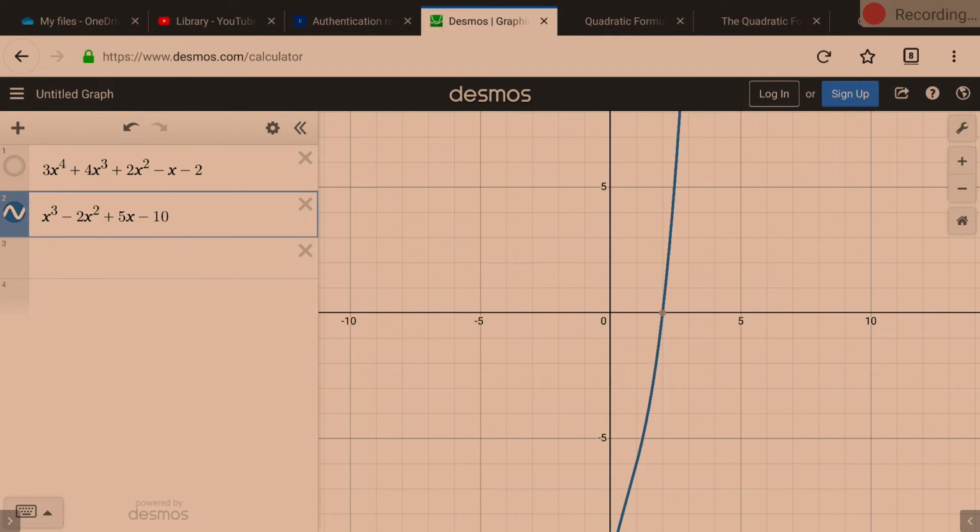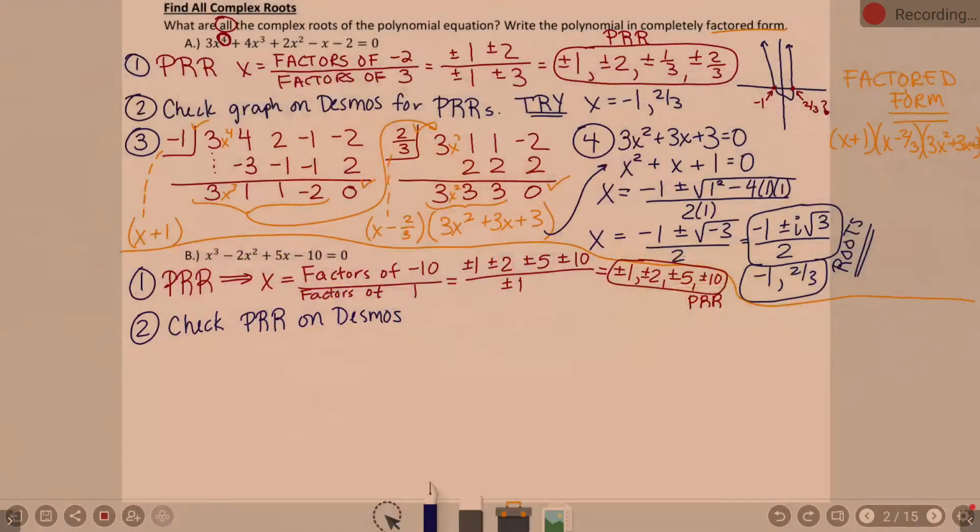Okay. So let me go back to my notes here. So when we check on Desmos, we found, we're going to try x equals 2. I say try. I mean, we know 2 works at this point. It was pretty obvious in the graph, but I say try because, you know, sometimes it's not as obvious.